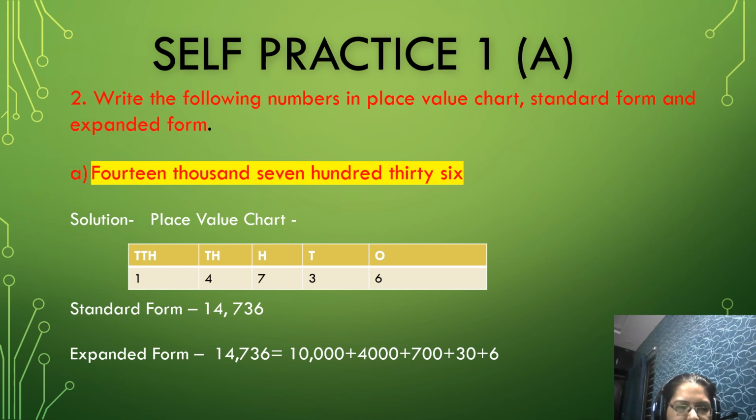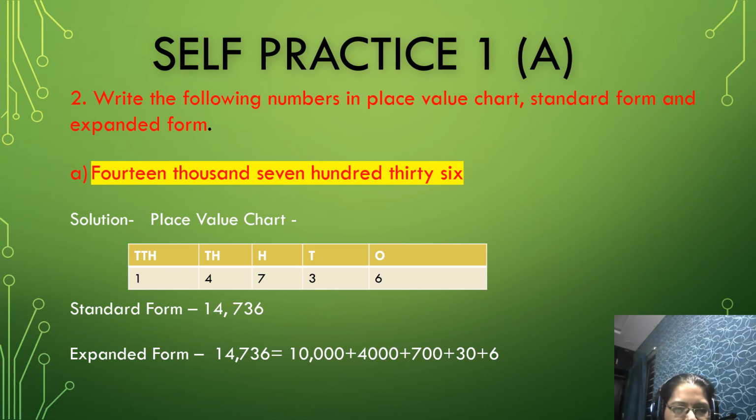How will we write this in the place value chart? 14,736. 14,000, so 1 is in the 10,000 place, 4 is in the 1000 place, 700, so 7 is in the 100 place, and 36, 3 will be in the tens place, and 6 will be in the unit place.